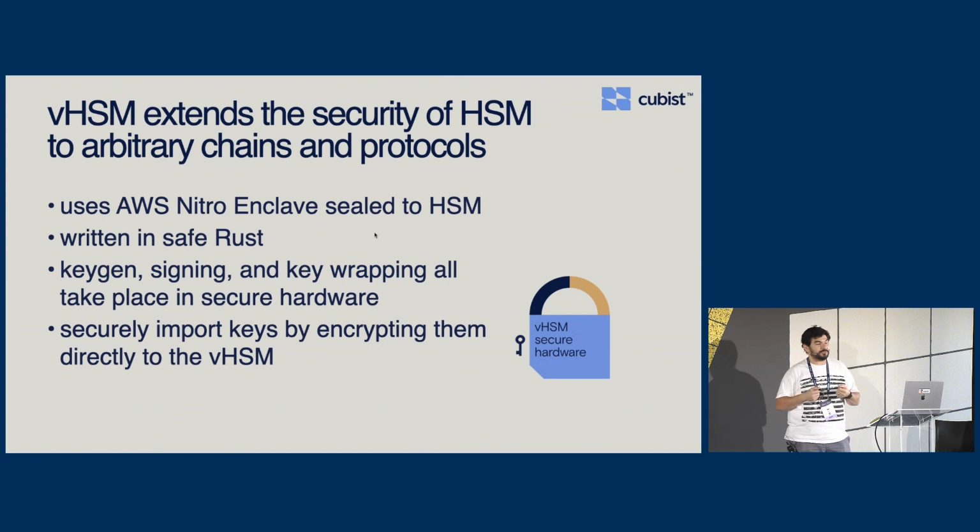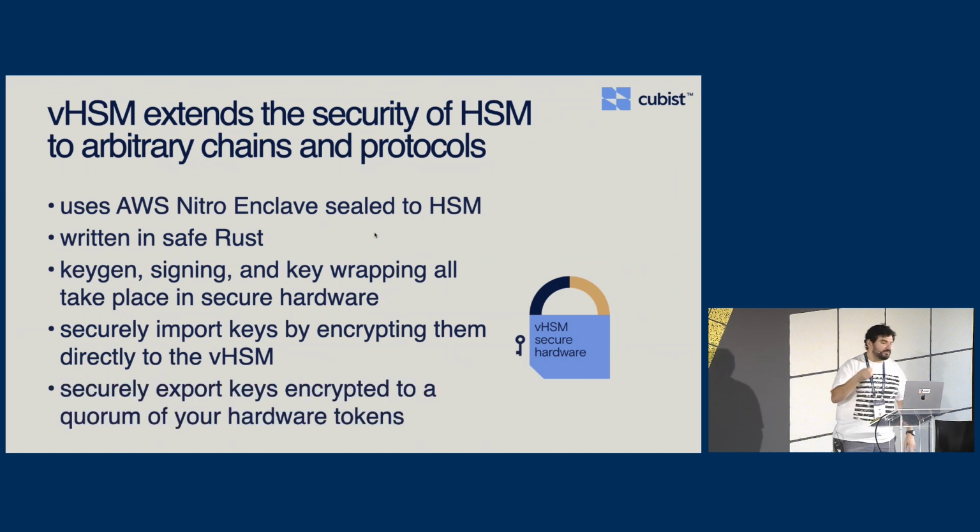So the way that we do this is you talk directly to the virtual HSM. You get a signature from it saying, yes, I am in fact running in secure hardware. You encrypt to the secure hardware, and then it decrypts, and now you have your key. But I think maybe even more important is exporting. Once you generate keys in the secure hardware, you should be able to get them out. You should be able to use them, but only in a very safe way.